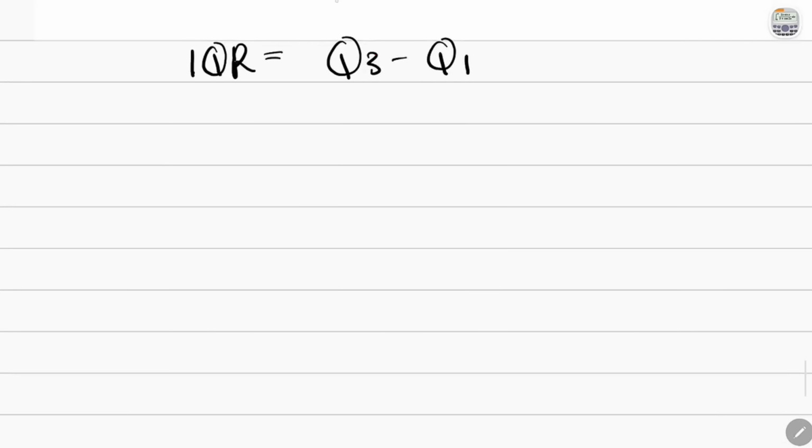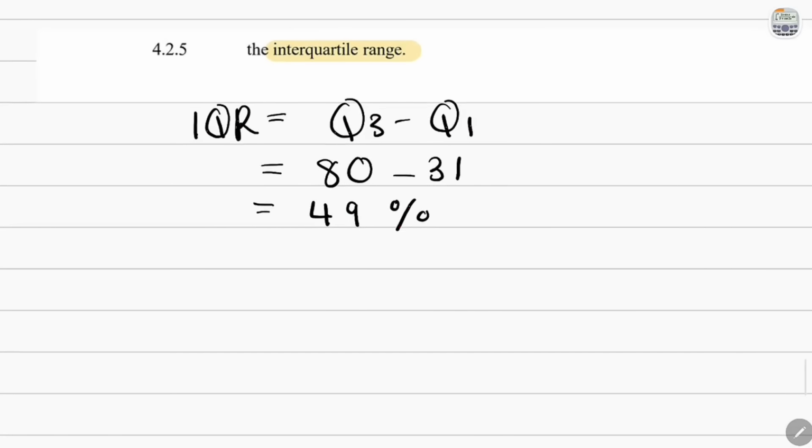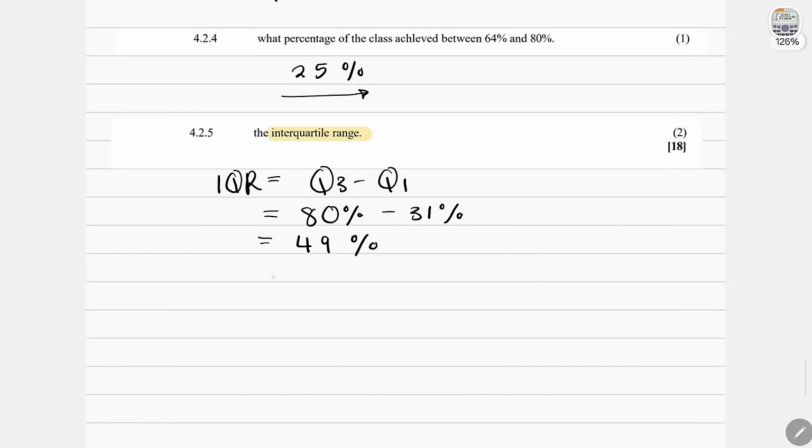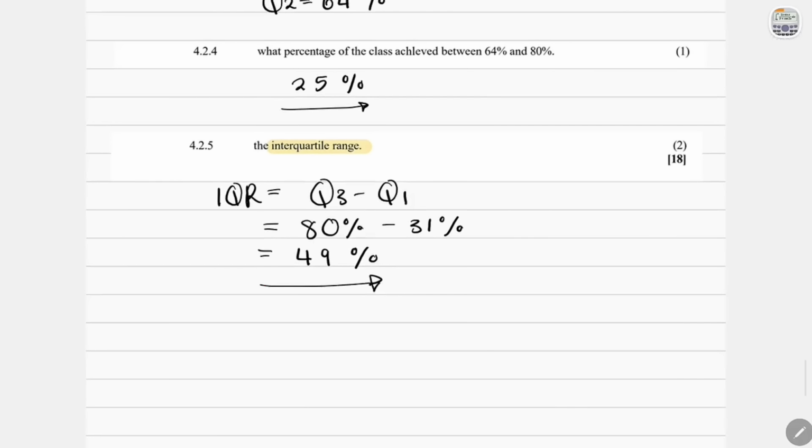So just 80 minus 30 will give us our IQR. 80 minus, it's 31, not 30. So 80 minus 30 is already 50. Then minus 1 is 49. So our IQR, remember these are still in percentages, is 49%. So I can also just say percent there. And that is our answer. And that is the last question for question 4. And that is it for question 4.